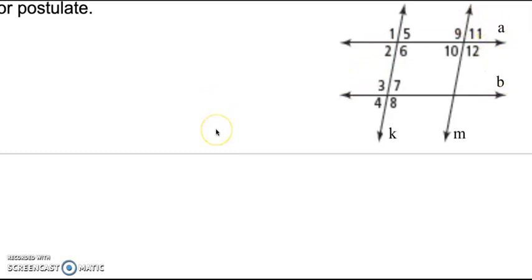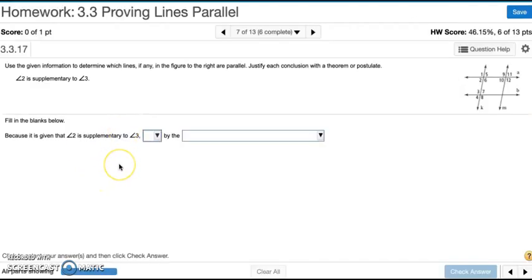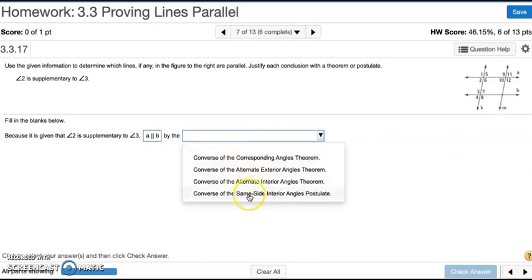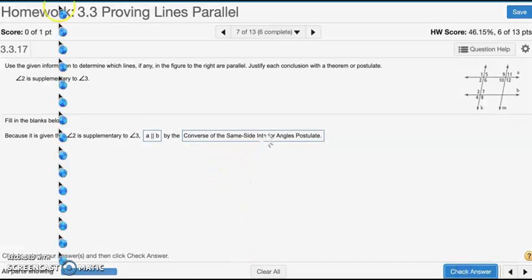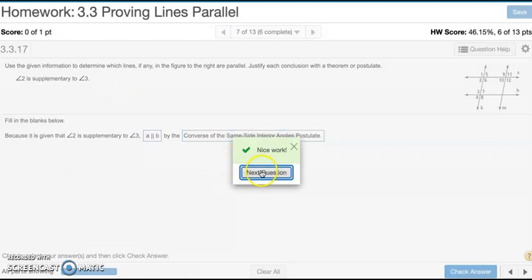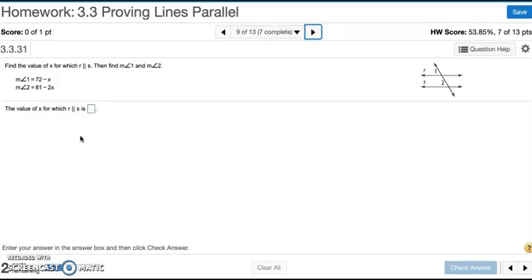So let's go back and see what the question is asking for. It says, because it is given that angle 2 is supplementary to angle 3, lines A and B would have to be parallel. That's what we just said, because they are same side interior angles. And that's number 7.